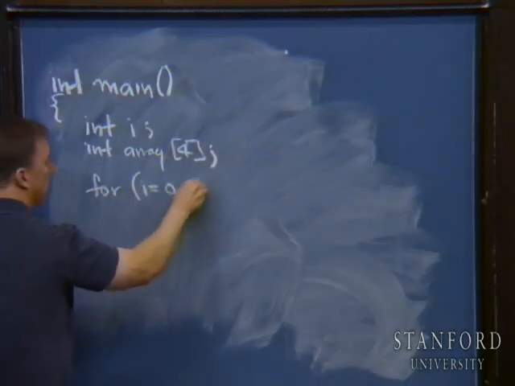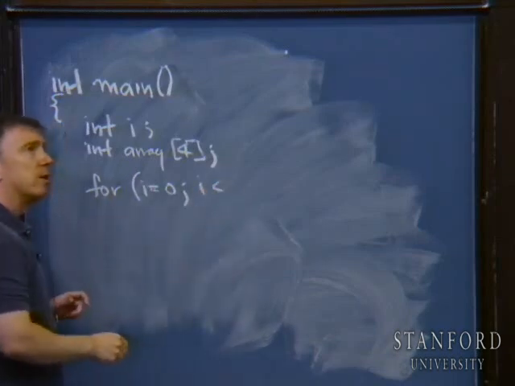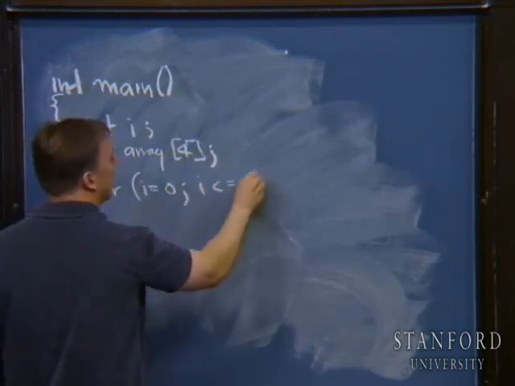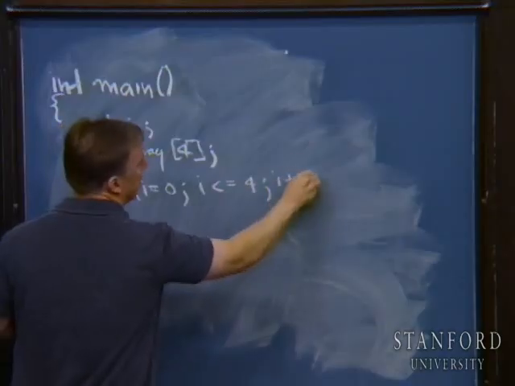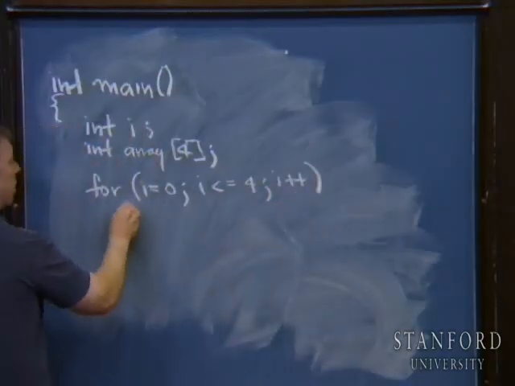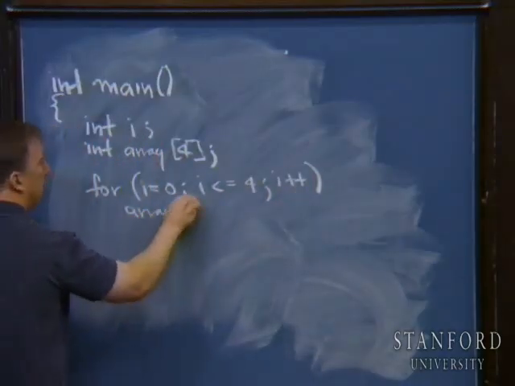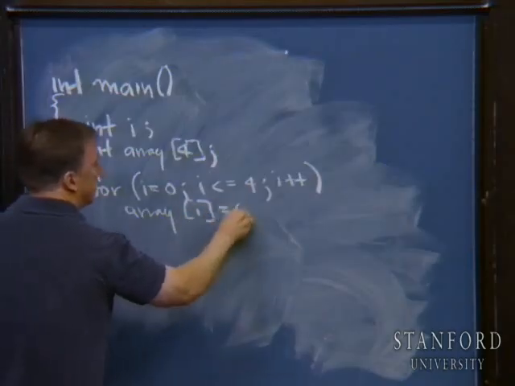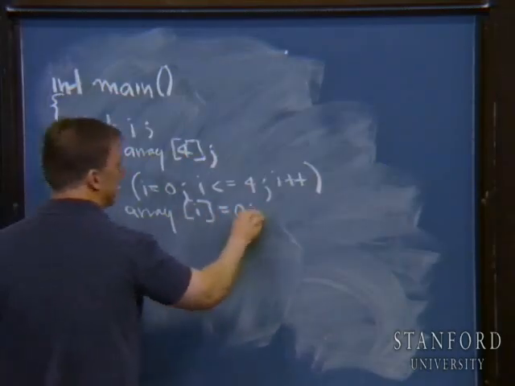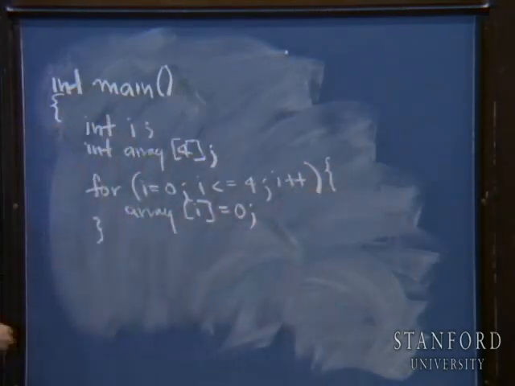i is equal to 0. i less than, is it less than or equal to? I don't know. Let me include more. That's probably safer. And I'm going to do array of i is equal to 0. Okay? You see the bug. You see that it's overflowing the bounds of the array.